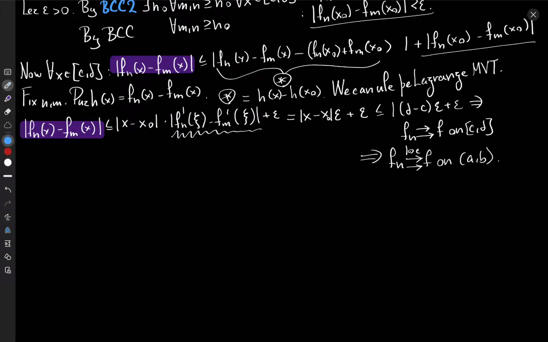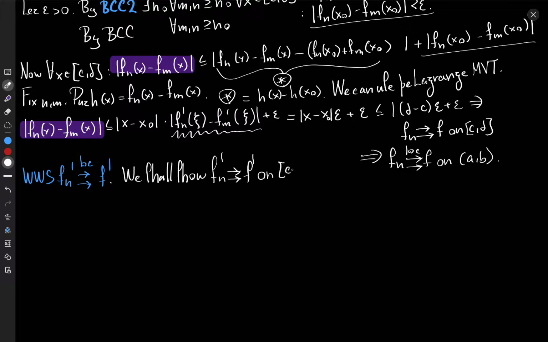So, it still remains to show. So, we still need to show, or rather, we wish to show that f_n derivative converge locally uniformly to f prime. Well, again, we shall show that f_n prime converge uniformly to f prime on the closed interval CD. And if we prove this, the claim will follow. Alright, well, what do we do?